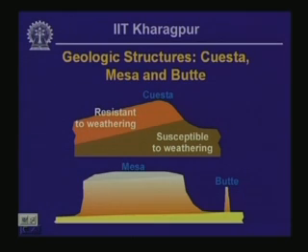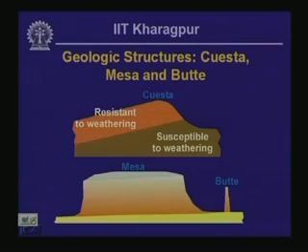Cuestas also develop because of difference in erosion resistance, particularly if near the top you have erosion resistant rock that juts out after the erosional activity, and a cuesta develops as shown in the sketch on the top. The bottom sketch illustrates mesa and butte. These are essentially flat topped hills, generally developed in dry areas because of erosional activity once again. The essential difference between a mesa and a butte is that a mesa covers a much larger areal extent than a butte. If the area underneath the flat top of the hill is approximately 10 hectare or more, that is called a mesa. Otherwise, if it is smaller, then the hill is called a butte.